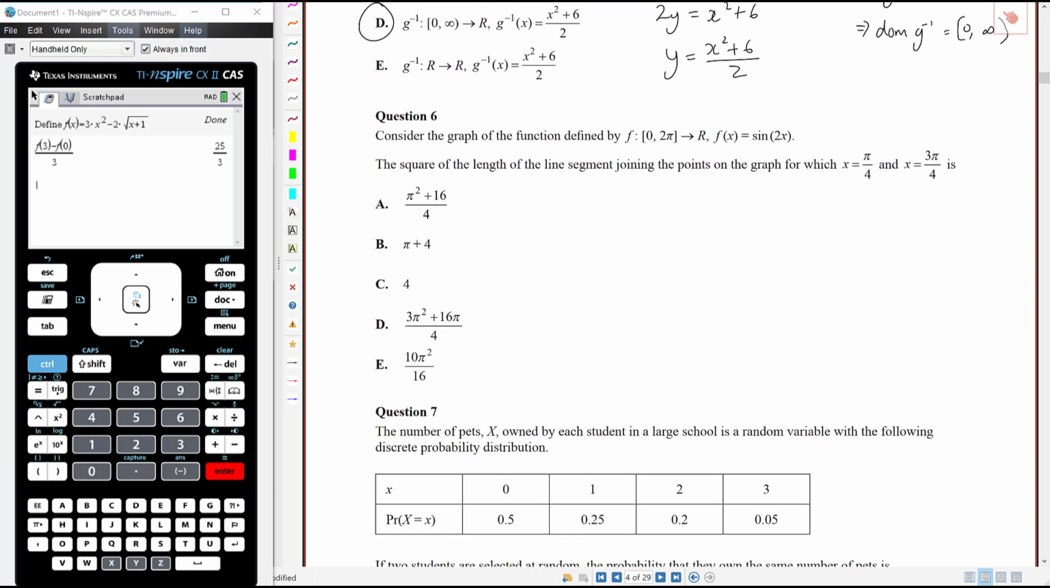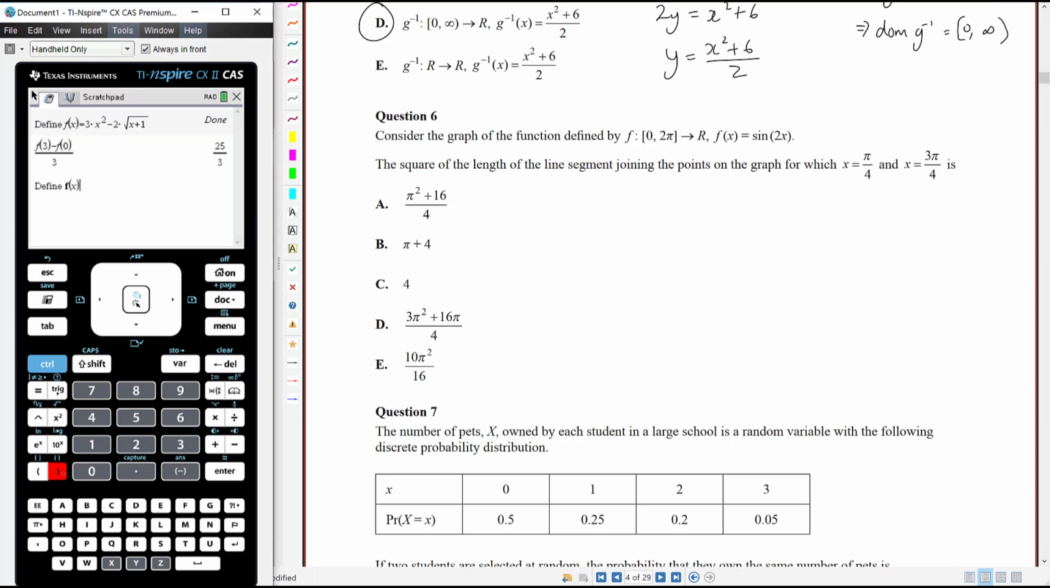Question 6. Consider the graph of the function y equals 2x sine of 2x between 0 and 2 pi. The square of the length of the line segment joining the points on the graph for which x equals pi on 4 and x equals 3 pi on 4 is. Okay, so we really just need to know the coordinates of those 2 points. So I might define this function just to make life a bit easier.